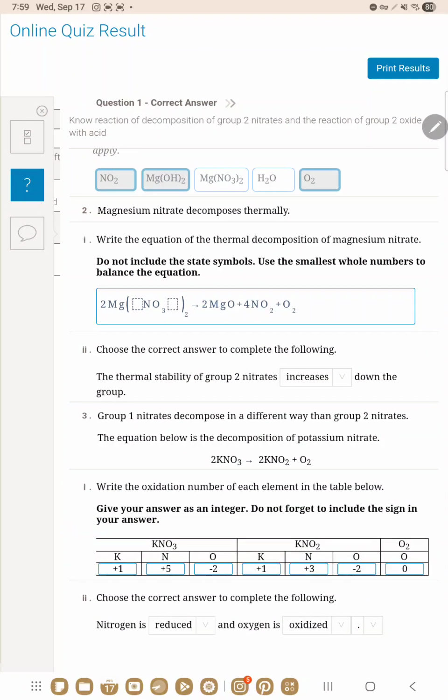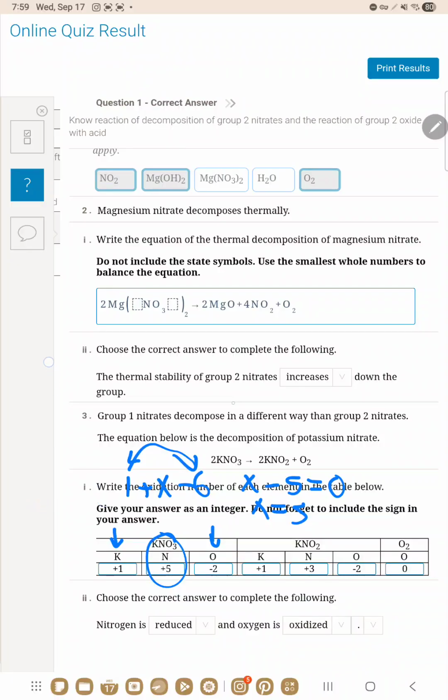Oxidation numbers, we should all know this from last year. K is group 1, so it's gonna have +1. O is -2. Now O is -2, we're gonna multiply it by the 3, -6. N we don't know, so I will put it as X. And then here you have +1. +1 minus 6 is -5, so it's X minus 5 equals 0. X equals 5. So N is +5 here.